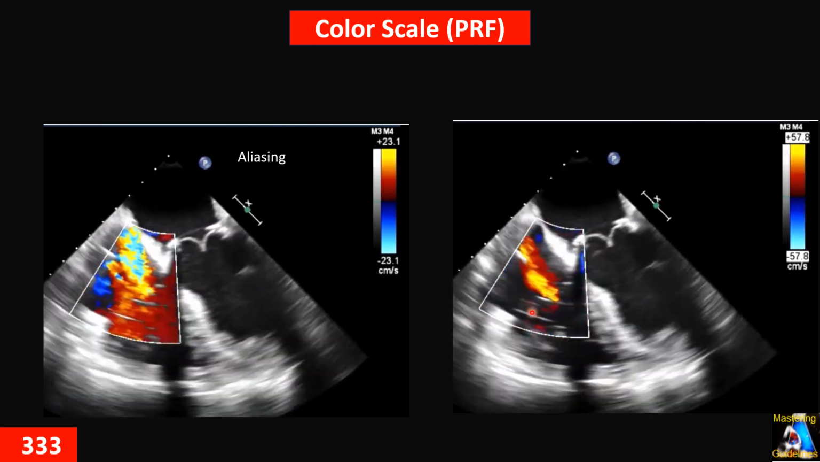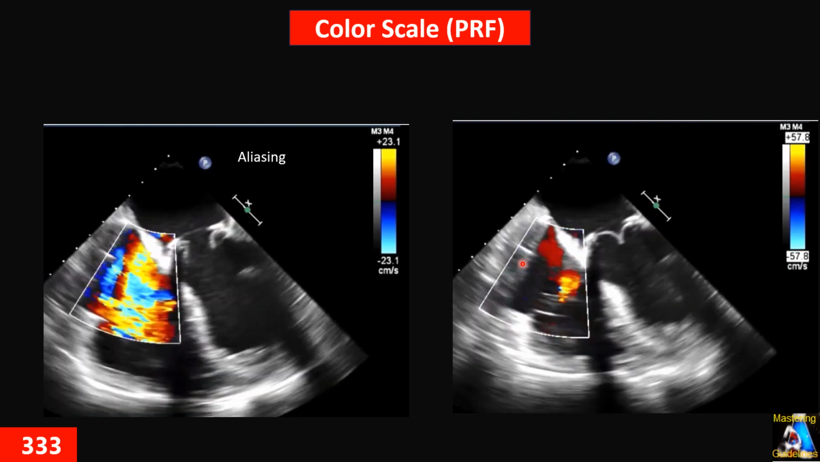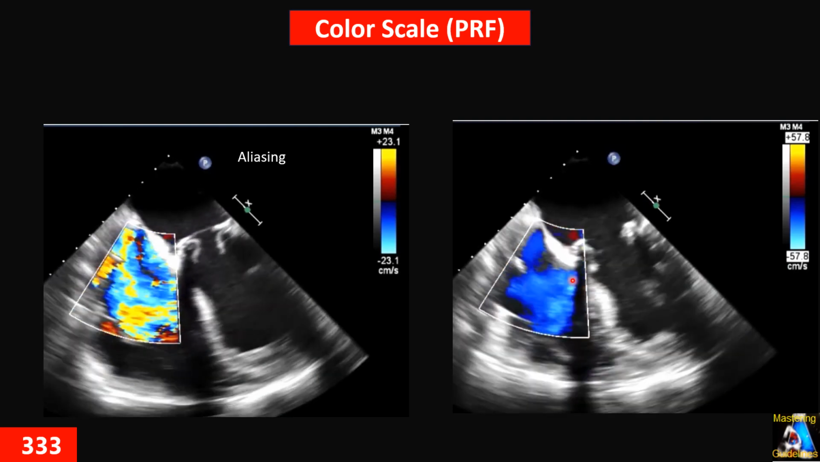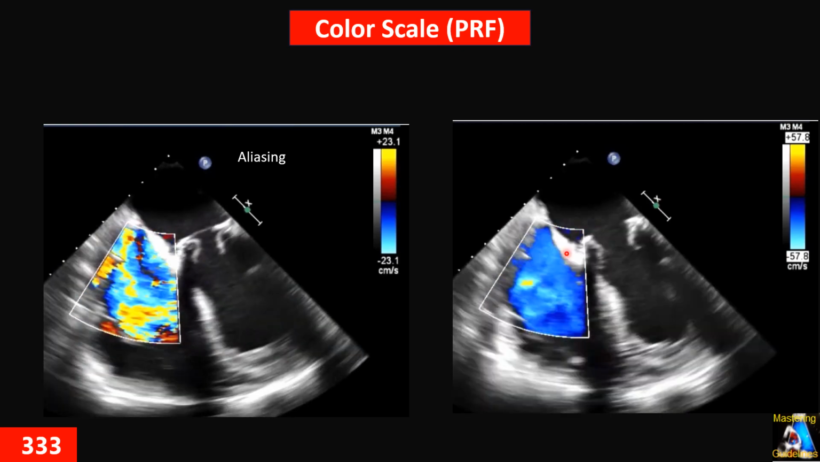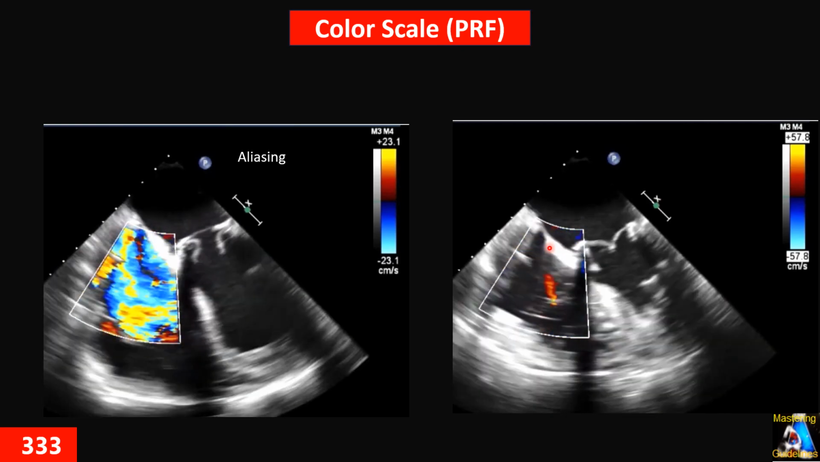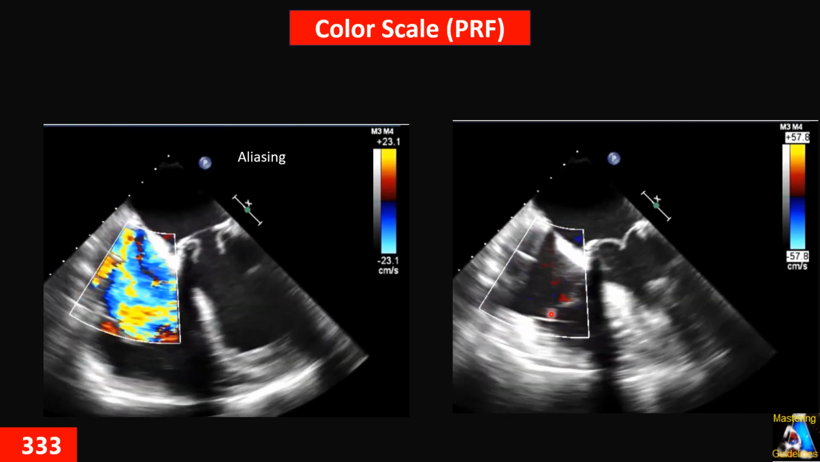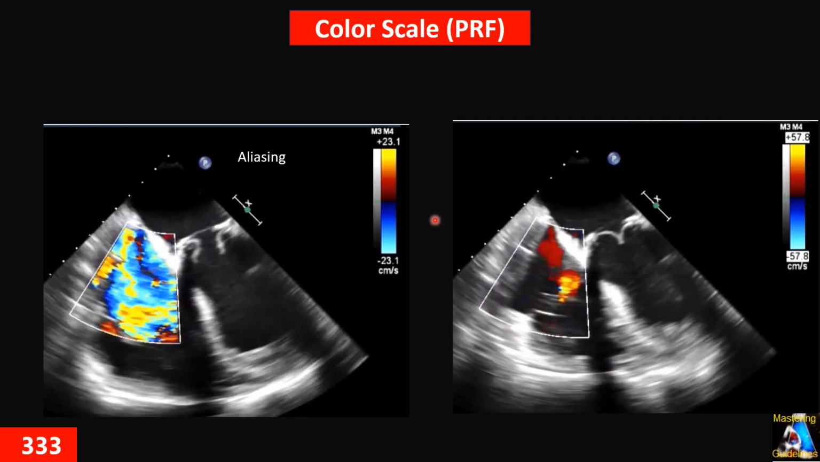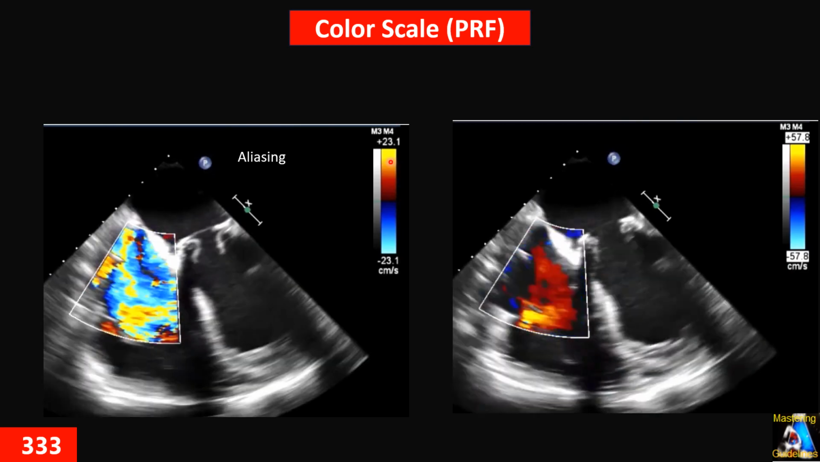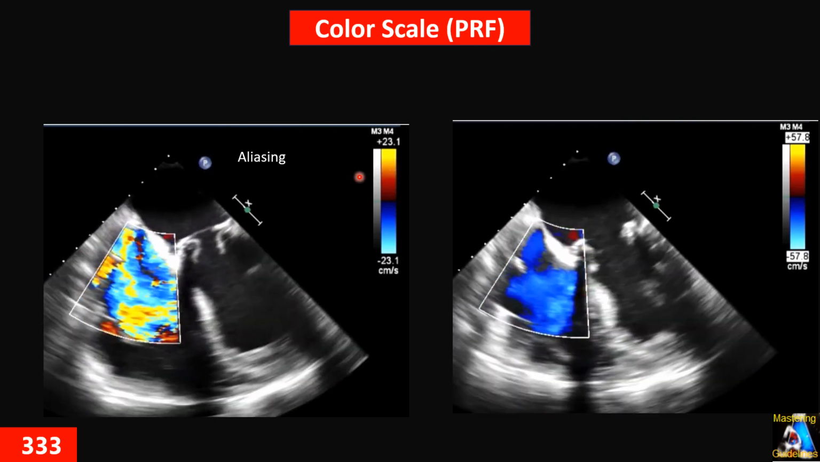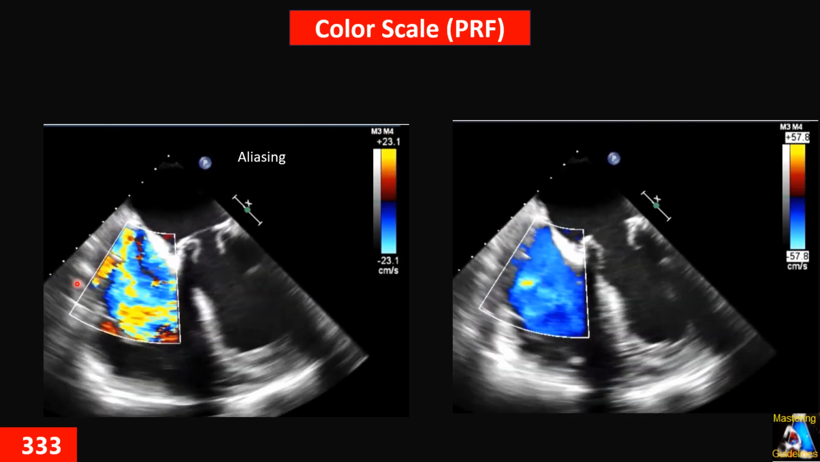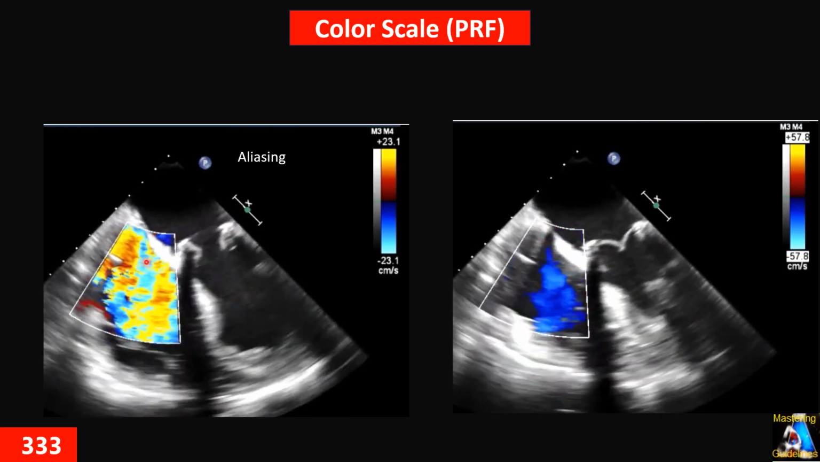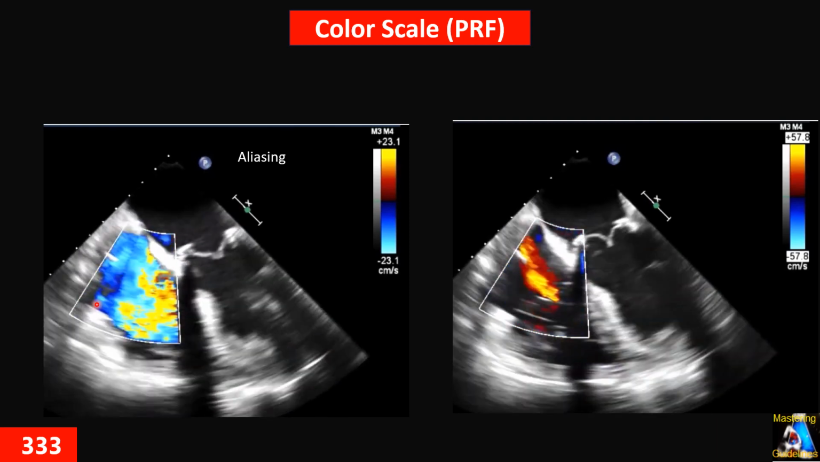We have very mild trace to mild TR, and the other color during the cardiac cycle is normal, filling inside the right atrium and going away, and we don't have turbulence or anything. But when we decrease the PRF scale to 23, we will see not only the jet of the TR size increased, we will have aliasing.